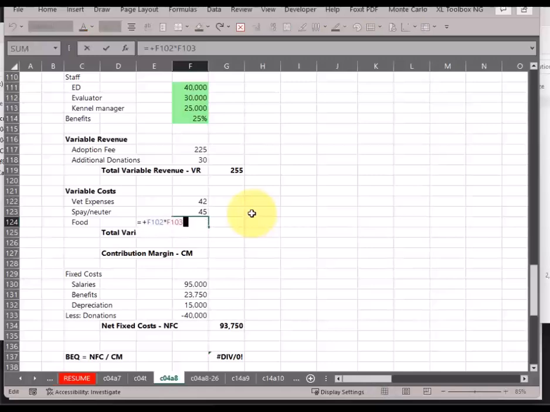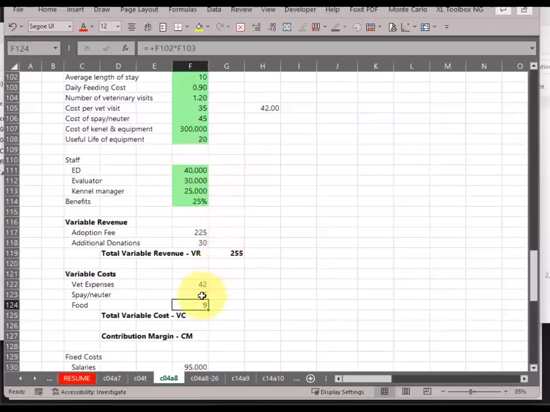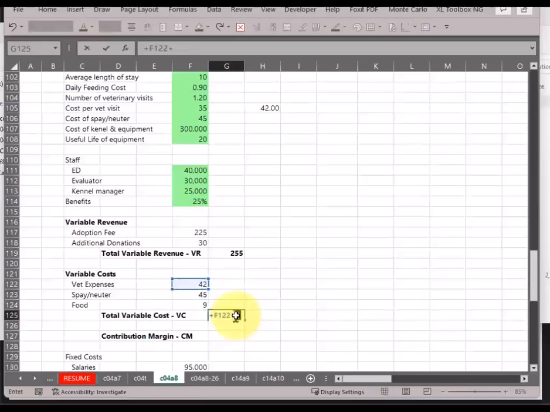And the cost of food, again, that was a little formula because we were told on average the pets stay there for 10 days, and it costs us 90 cents a day to feed the pet, which comes to $9 on average. So if we looked at those variable costs for each pet, then we just add those up there and there and there, and now we have our variable cost.